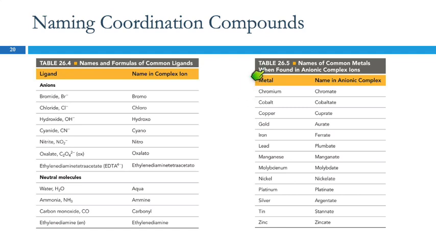If we look over here, these are the common metals when found in anionic complex ions. The positive ones are easy, there's just the element name. But the anions are a little different. So, chromium, chromate, cobalt, cobaltate. But then a bunch of these are going to use their Latin names. So copper is cuprate, gold is aurate, because the Latin name for gold is aurum. That's where the symbol Au comes from. So a bunch of these are going to have these funny names, like silver is argentate and tin is stannate.